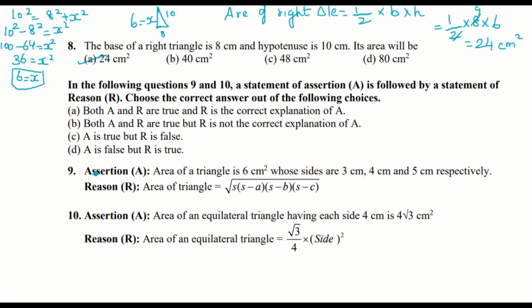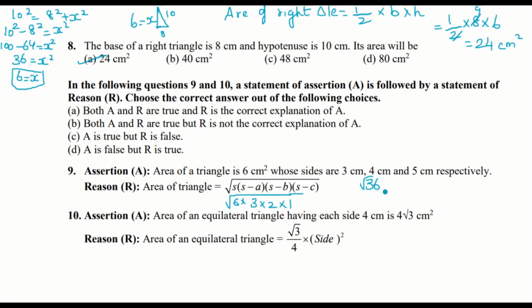And here the 9th one, the area of the triangle is 6 centimeter square whose sides are 3, 4, 5. And the area of the triangle formula is given, so let's substitute here. Here S is 3 plus 4, 7, 7 plus 5, 12, so 12 divided by 2 is 6. So 6, then 6 minus 3, which is 3, 6 minus 4, which is 2, and 6 minus 5 is 1.